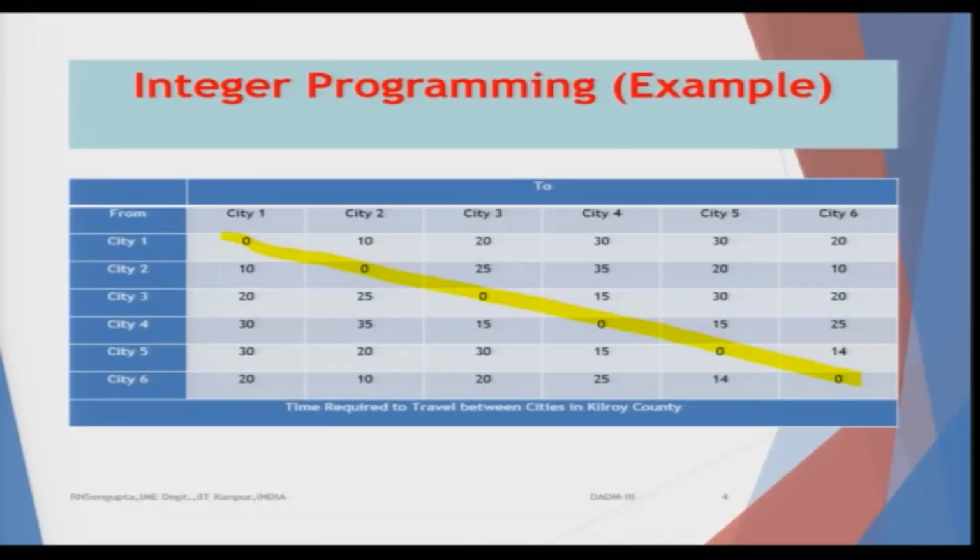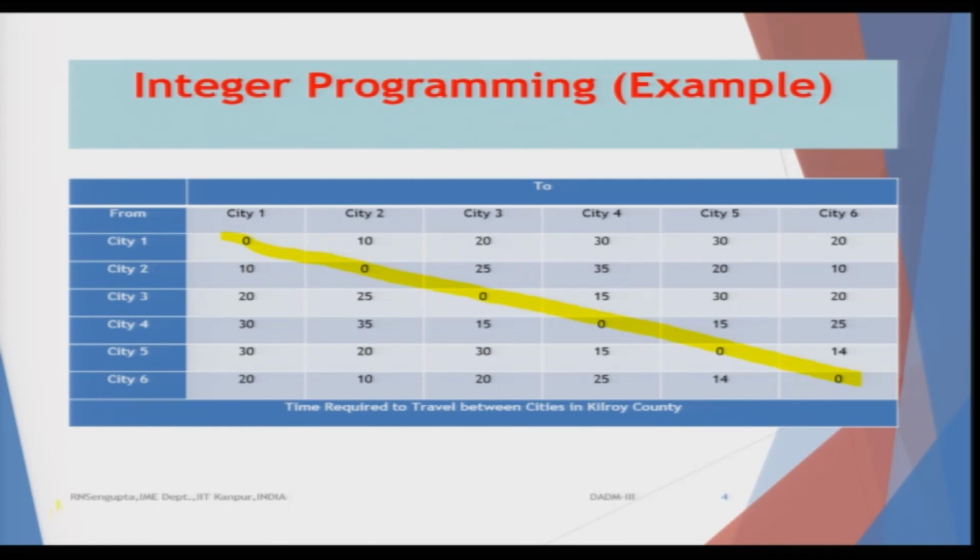Point number 2, we are considering the times. The times are given. It can be hours, minutes, whatever it is, but I am just writing the values. From city 1 to city 2 is 10, city 1 to city 3 is 20, city 1 to city 4 is 30, 1 to 5 is 30, and 1 to 6 is 20. Similarly, 2 to 1 is 10.